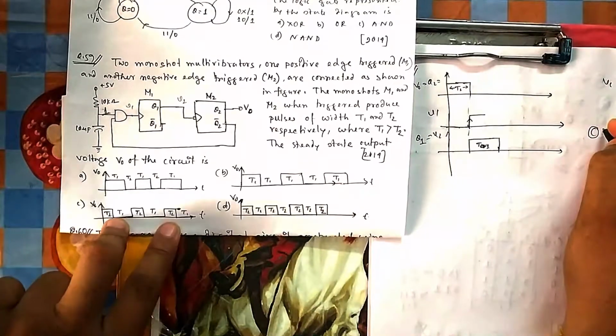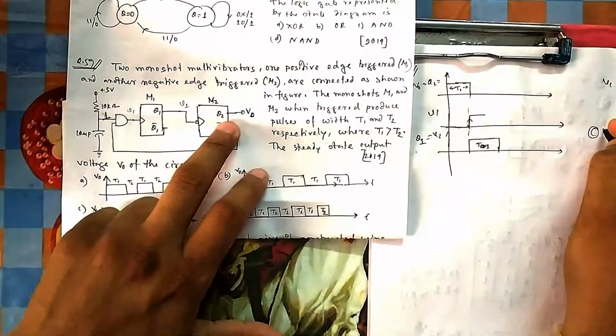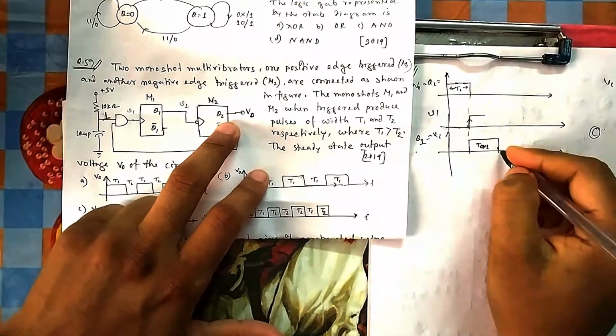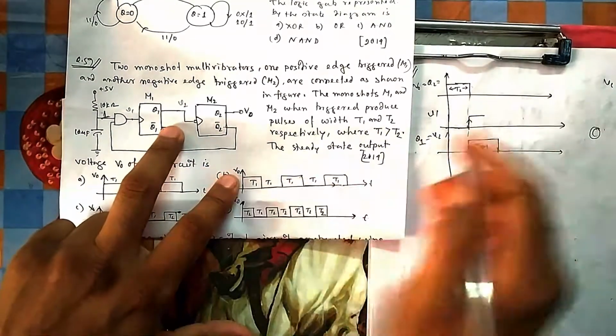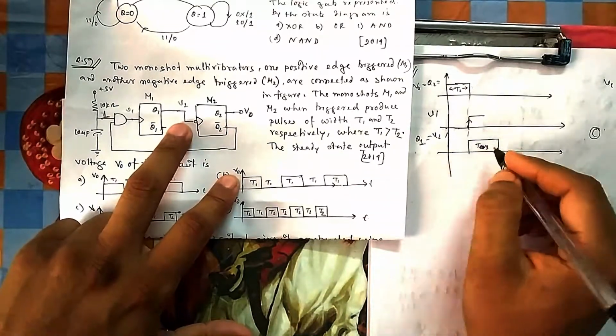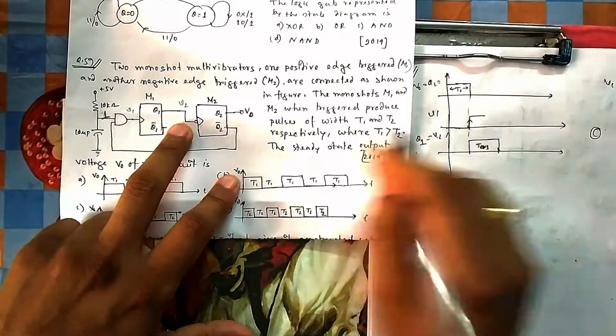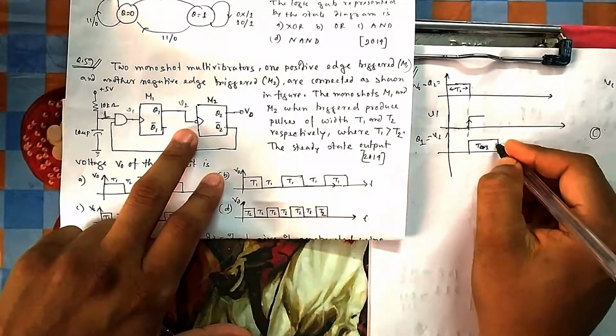Option C is the, which one? Oh, we need V2, okay. So it will be T on. So once it is T on, it will hold its state. V2 holds its state for how much time? T1 time. So after T1 it will fall down.